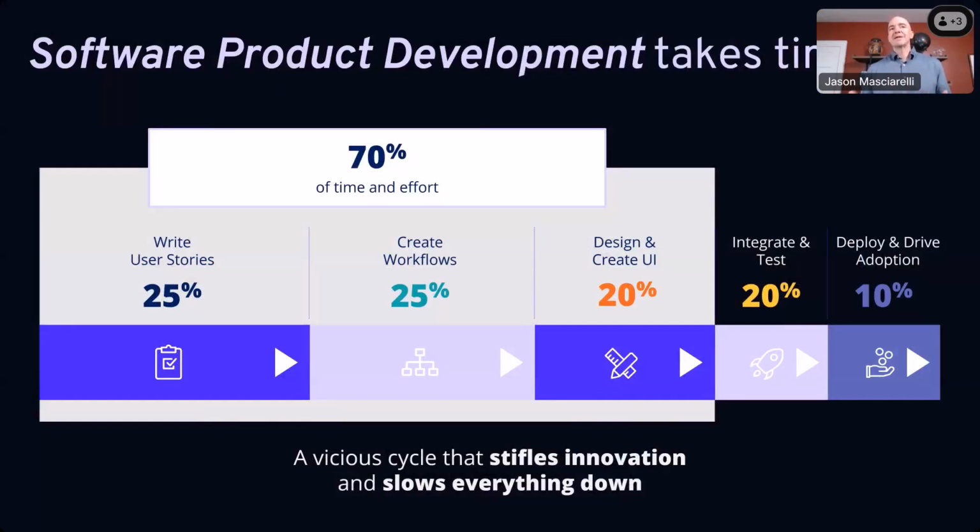And about 70% of that time is really tied up in the stuff on the left, which is about writing those user stories, refining your idea, proving that idea, testing it in the market, getting feedback, creating the workflows, designing the database, designing the UI, the user experience, the reports. And then, as you start to get ready to go to market, you're integrating, you're testing, and then now you're deploying and driving adoption. And across this whole entire spectrum, Launchpad helps accelerate.